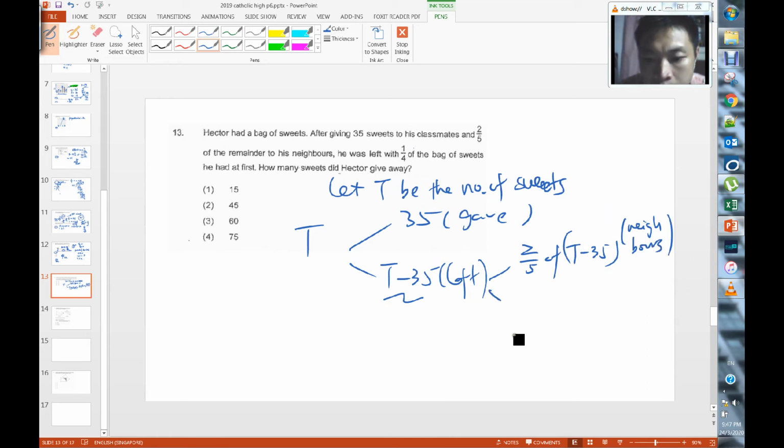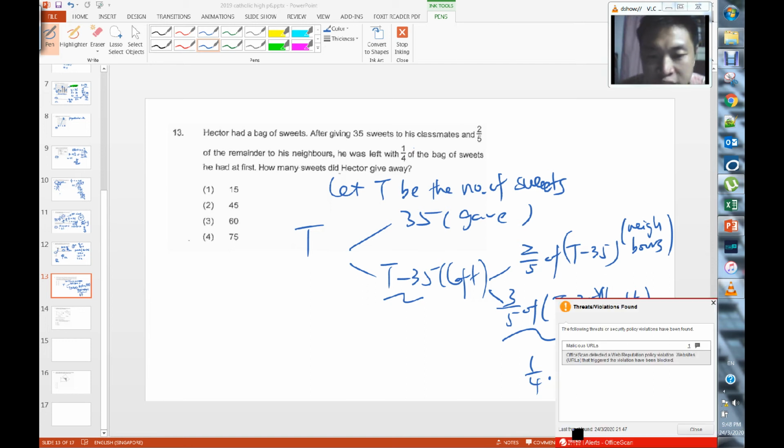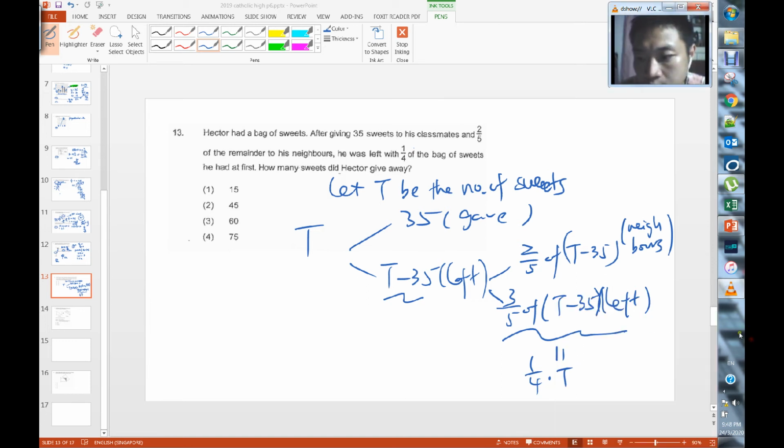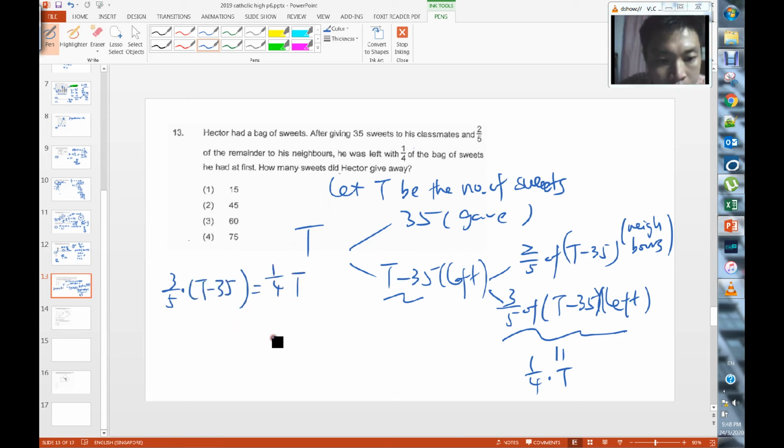So 3/5 of the remainder is left now, right? He was left with 1/4 of the bag of sweets he had at first. That means this is equivalent to 1/4 of the initial number of sweets. So now you can form an equation, which is 3/5 of, meaning times, T minus 35 equals 1/4 T, right?